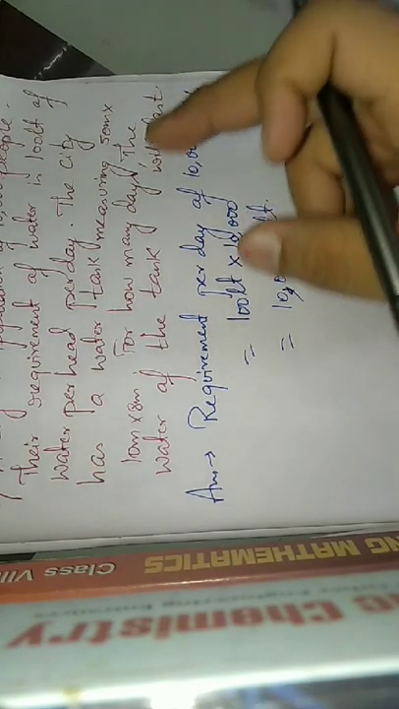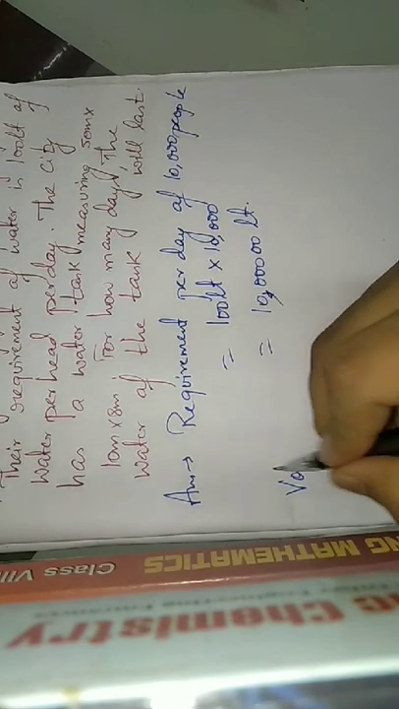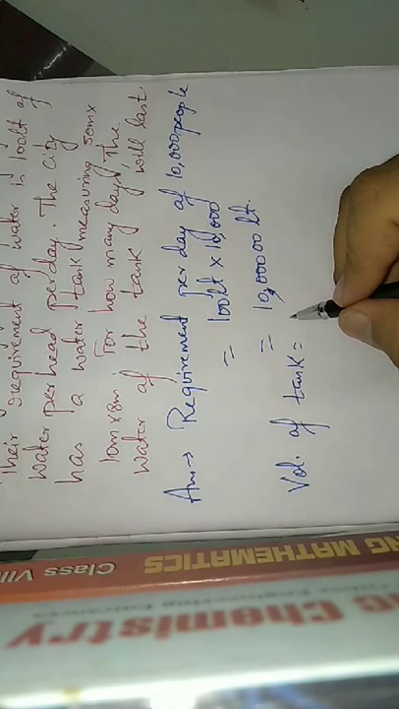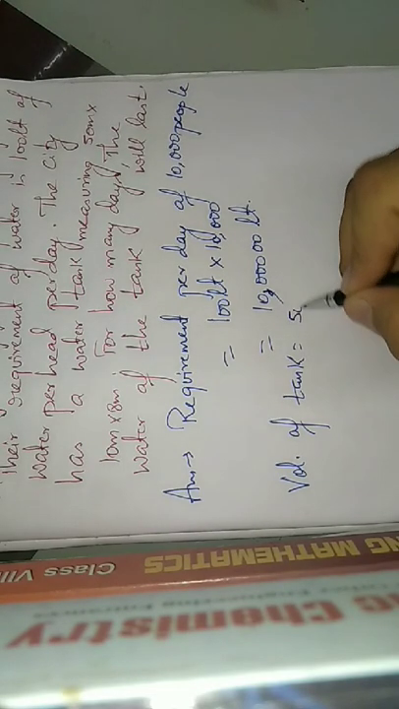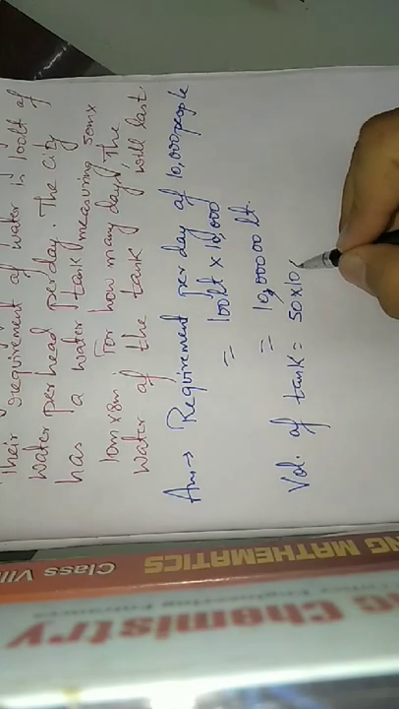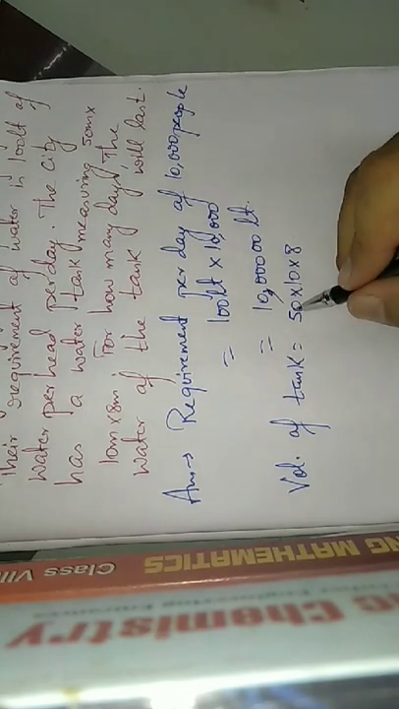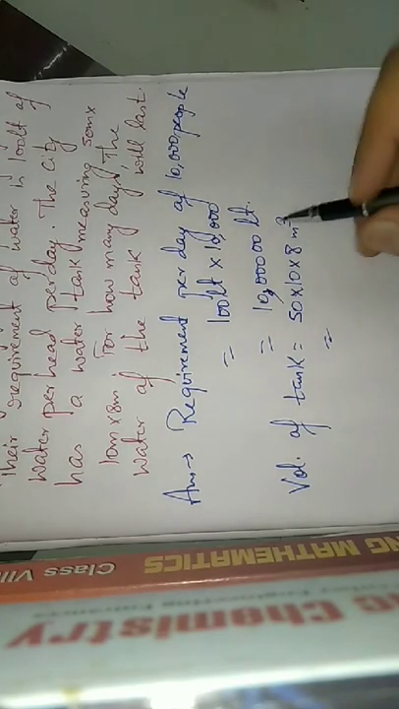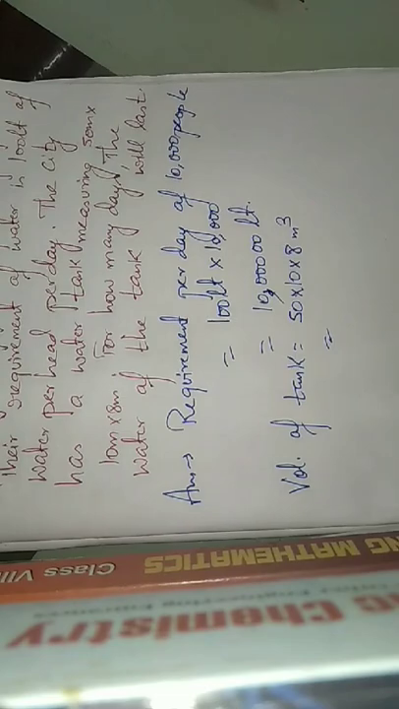Now, the city has a water tank measuring 50 meter. It's too big. 10 meter into 8 meter means length is 50, breadth is 10, and height is 8 meter. Okay, so we need to calculate the volume of tank is equal to 50 into 10 into 8, all are in meter, so this is meter cube. 1 meter cube is equal to 1000 liter. Okay, we'll come on to it, wait.